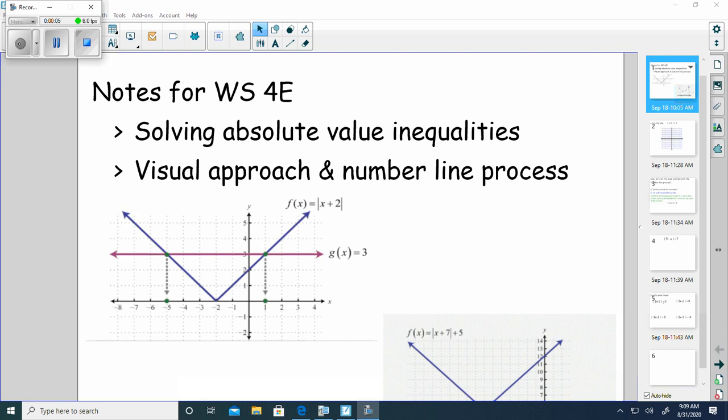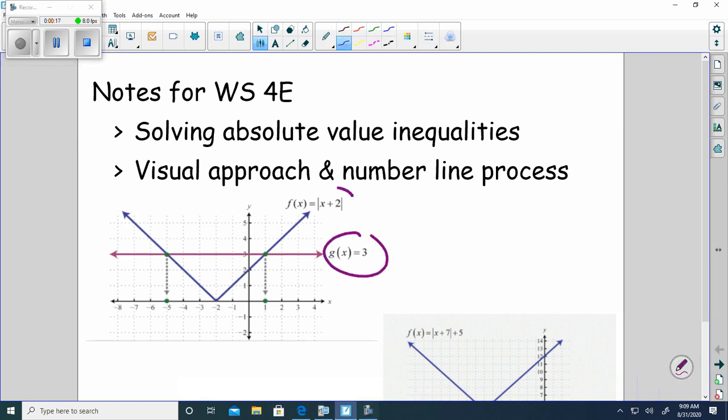So we have notes for 4E, solving absolute value inequalities, a visual approach to the number line process. If we take a look at this first example up here, we would have had these two equations that were graphed. And take a look, there are two x values that work, so -5 and also -1. Those both work. Those are the solutions to the problem.